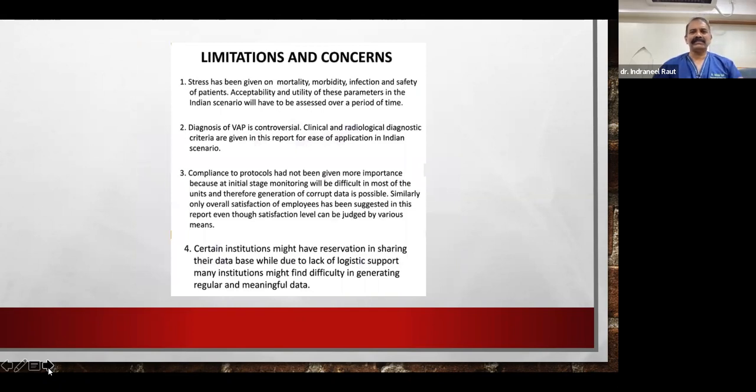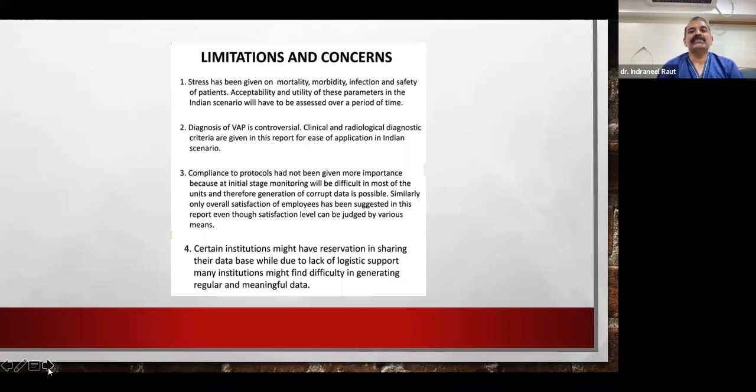So what are the limitations and concerns with our indicators? A lot of stress has been given on mortality, morbidity, and infection control, so the acceptability and utility of these parameters in the Indian scenario will have to be assessed. I guess this whole article was from 2008, and a lot of hospitals have evolved. Almost all the good corporate hospitals are incorporating these clinical indicators on a day-to-day basis.